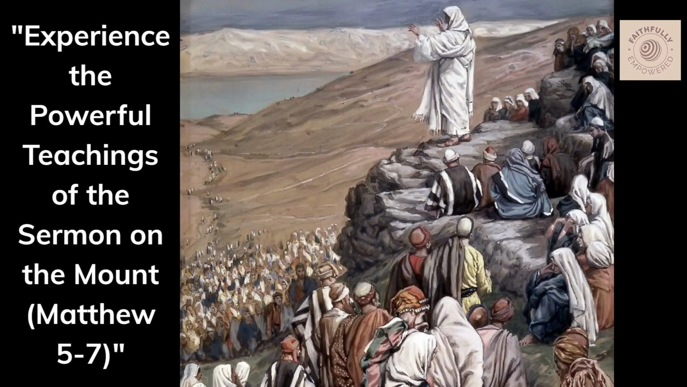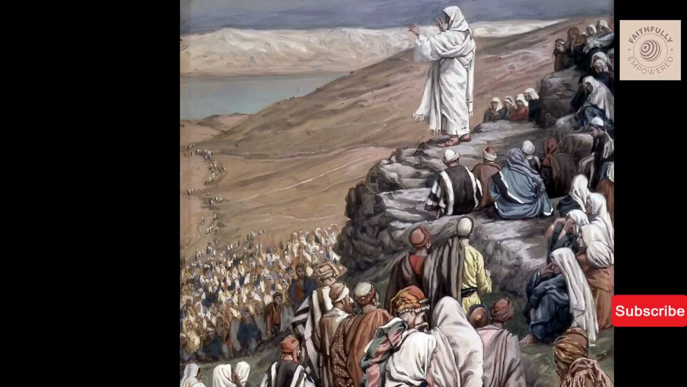Part 2, Overview of the Sermon on the Mount. The Sermon on the Mount is divided into three main sections, each of which contains important teachings and messages. The first section, found in Matthew chapter 5, is known as the Beatitudes. This section contains 9 blessings that Jesus gave to the people who were gathered to hear him speak. These blessings are a call to a humble and selfless way of living, and they are considered to be one of the most powerful teachings of Jesus.